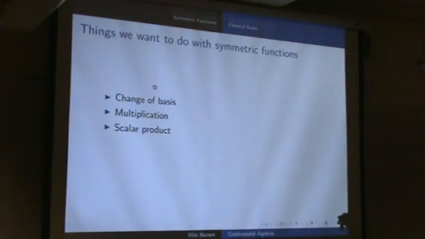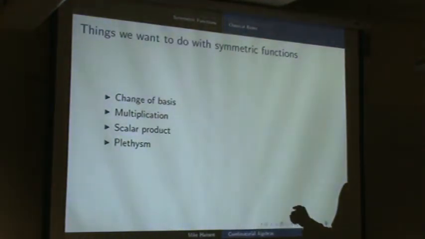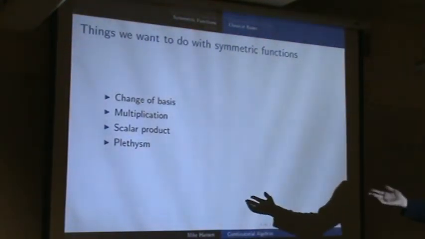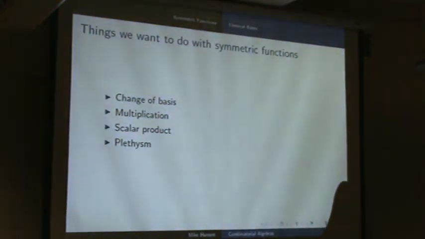And we'll want to compute the scalar product between these symmetric functions. And also this thing known as plethysm. Roughly, the way to think of it is if you take a symmetric function and look at its expansion as a multivariate polynomial, and then for every variable, you plug in another symmetric function. So it's this composition of symmetric functions, and it turns out you can get some interesting results in representation theory by looking at plethysms of symmetric functions.